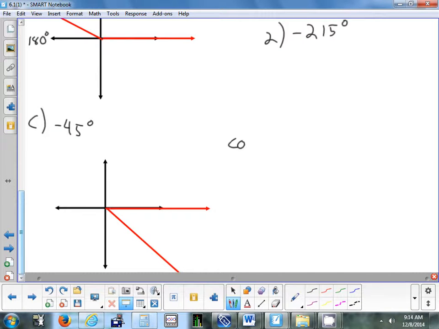Okay. And let's find two coterminal angles. Okay, Taylor, could you give me a positive angle that would be coterminal with negative 45? 315. Yep, add 360 and you get 315. Okay, subtract 360, you'd get negative 405. Okay. Any questions on coterminal angles?